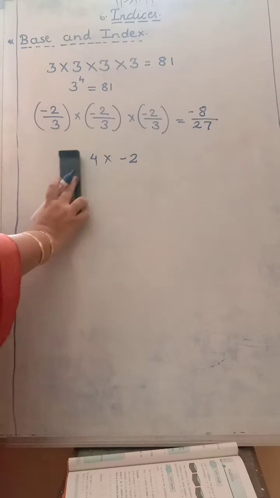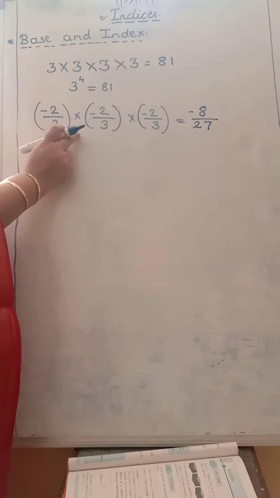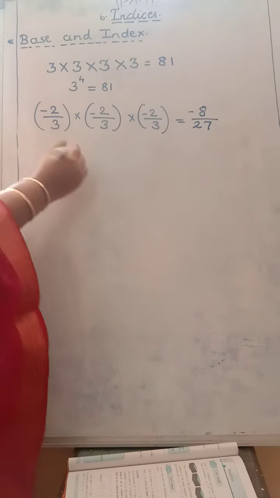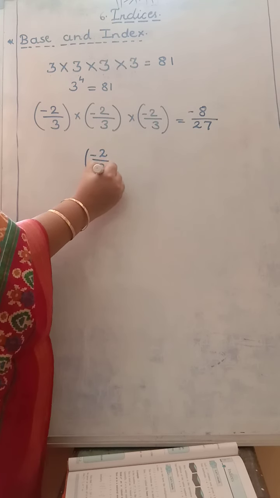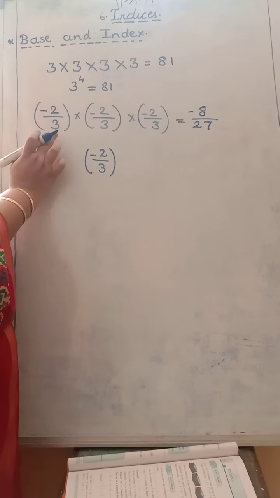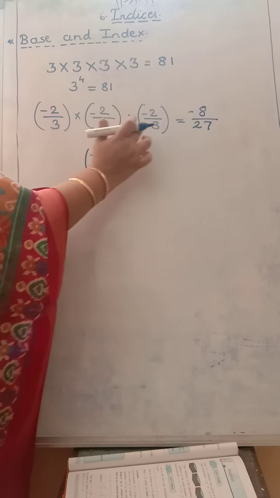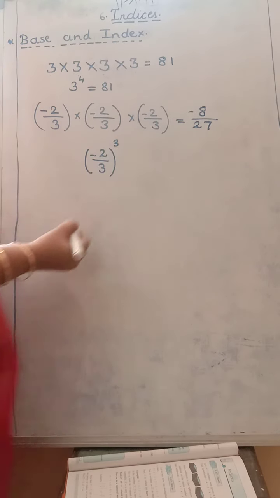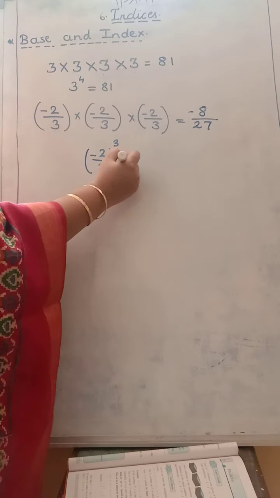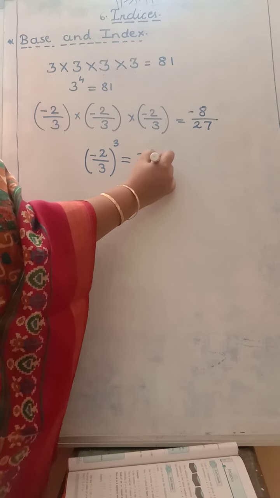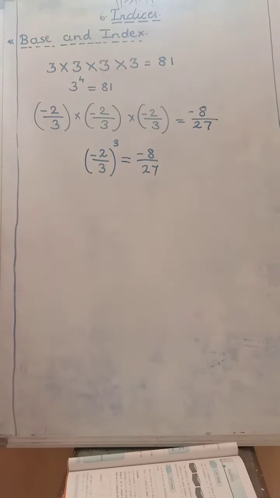Okay. Did you understand? Now how will you write this in index form? You will write negative 2 upon 3 raised to, how many times is it? 1 2 3. It is 3 times. So the value of minus 2 upon 3 raised to 3 is how much? Negative 8 upon 27. Okay.